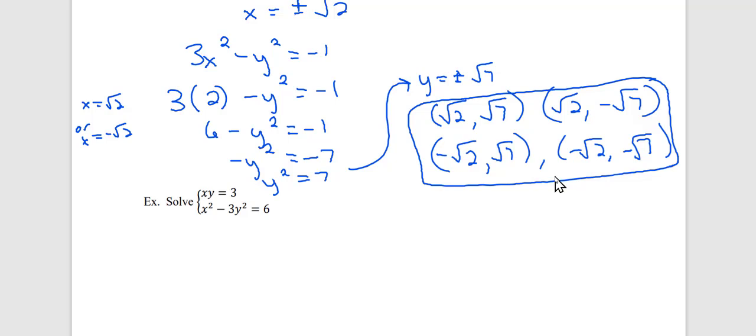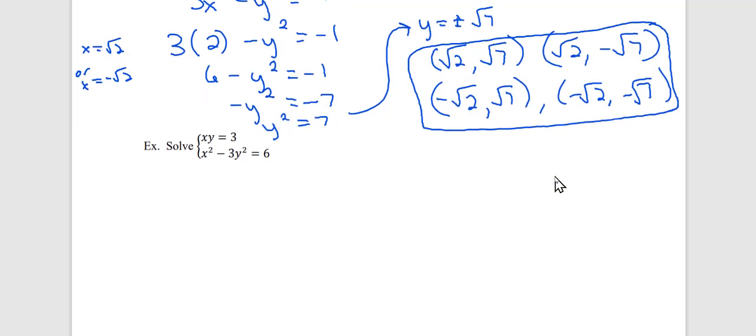One more example. This is a couple of hyperbolas, actually. But again, I don't expect you to know that yet. We are going to see that in Unit 7.